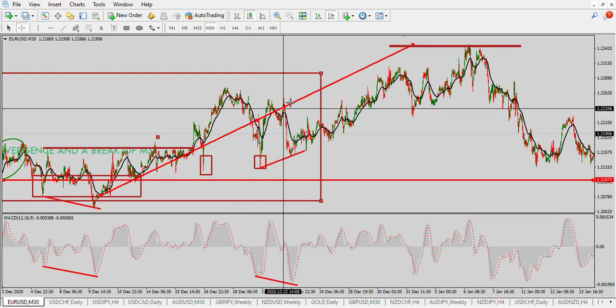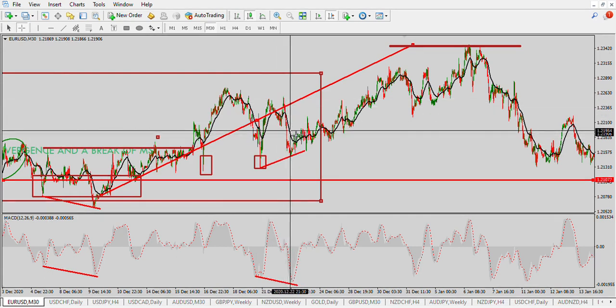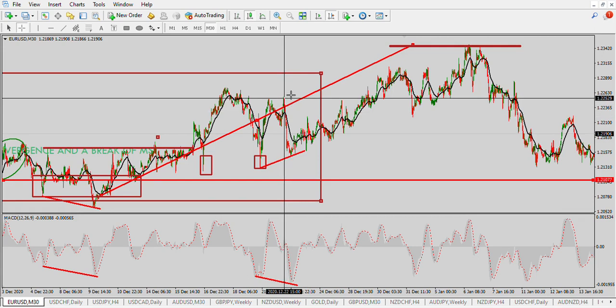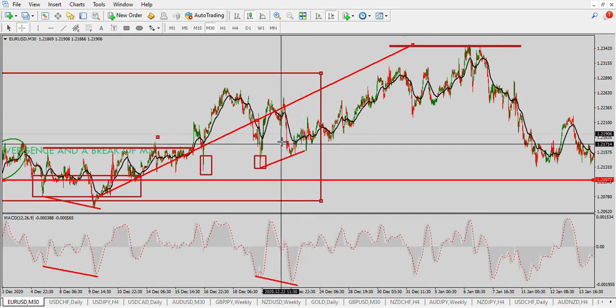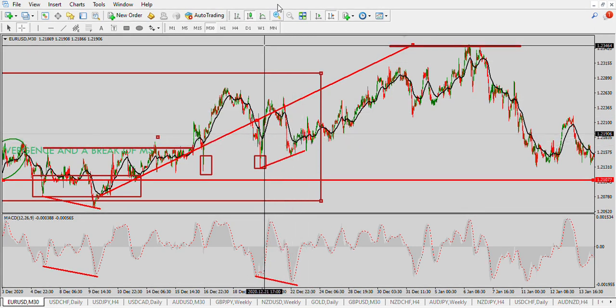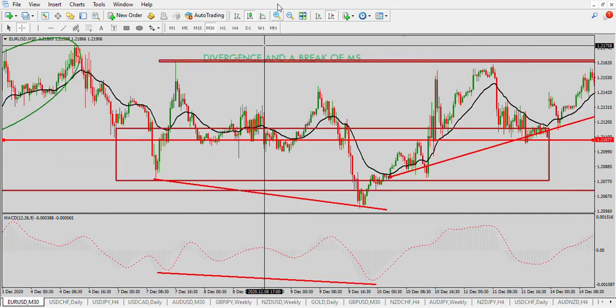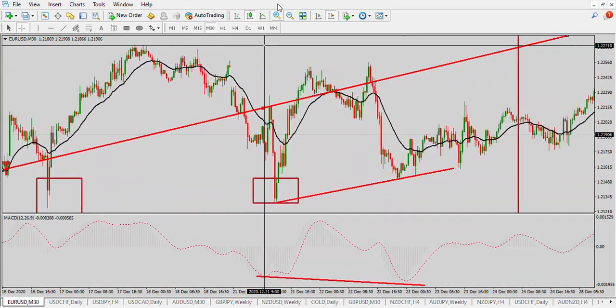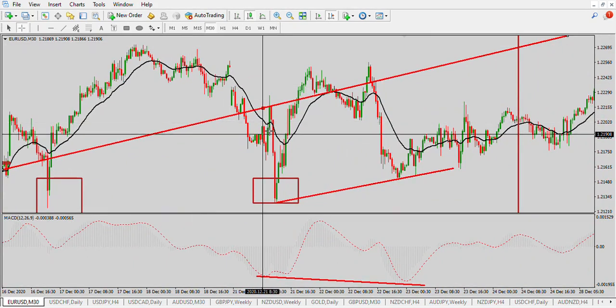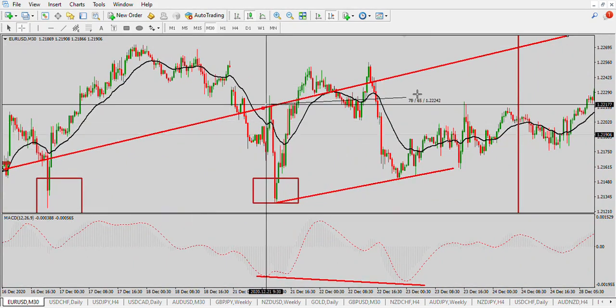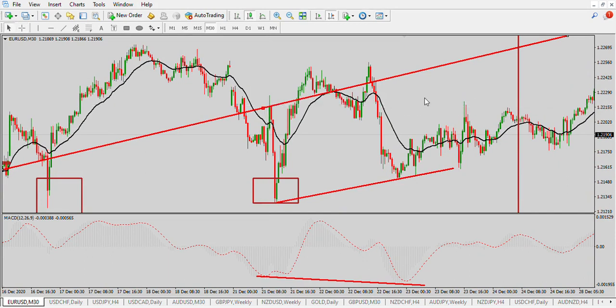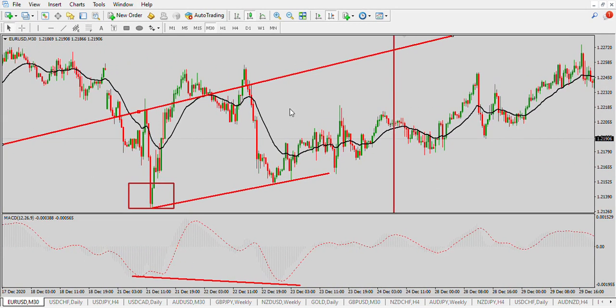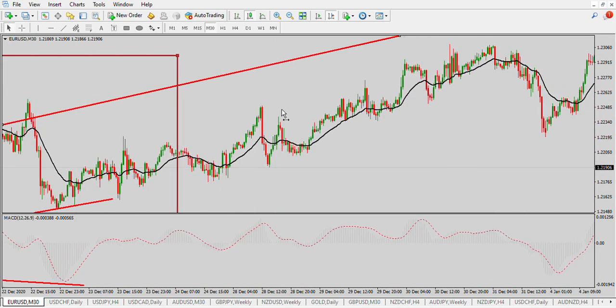Don't forget the break of the market structure, which happens to be around here, this place. Let me make it wide. The break of the market structure, good, which happens to be around this place. This was the break of the market structure. The price came back, nearly hit our stop loss, but what? It went back up.